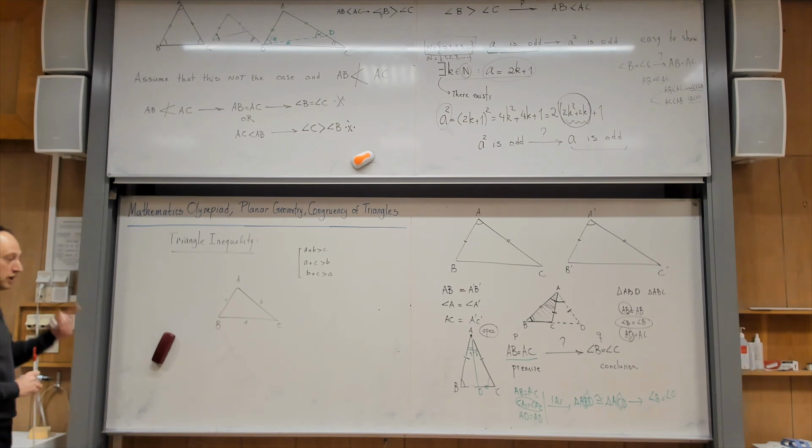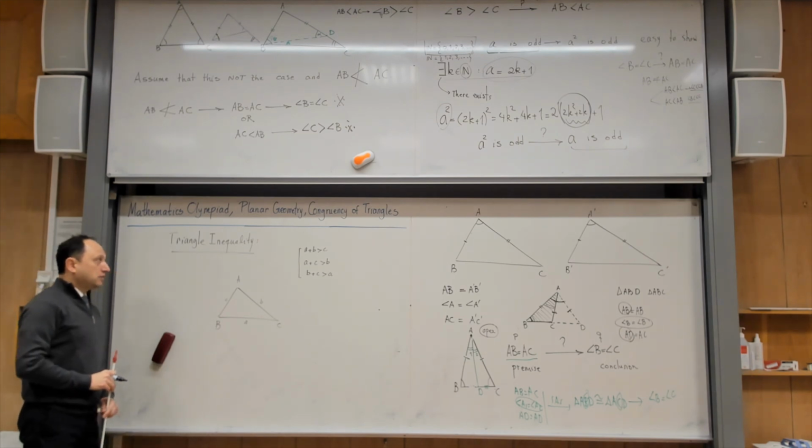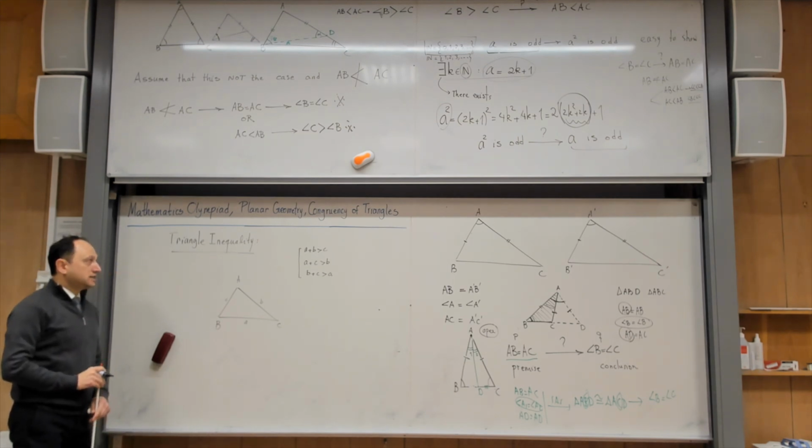So in any triangle, the sum of the lengths of two sides is greater than the length of the third side. Yes? But how can I prove that? The proof is also interesting to see.